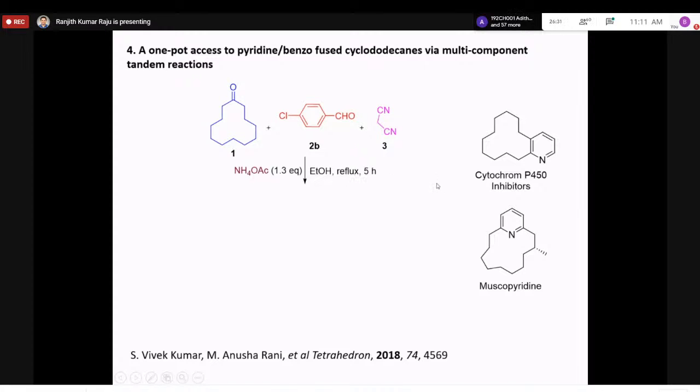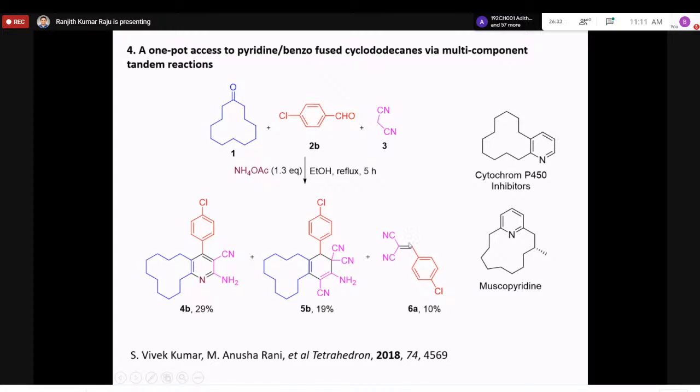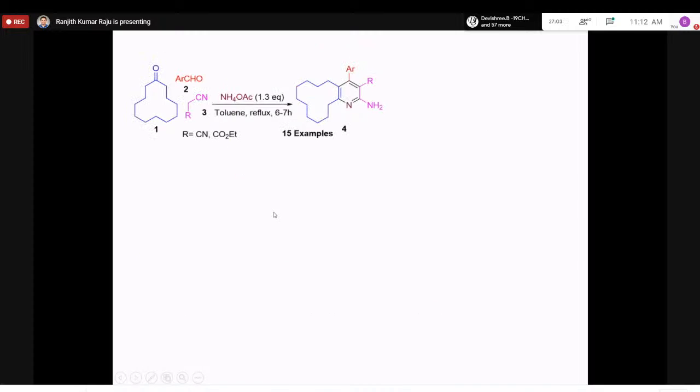So when we did this reaction, we observed 2 different products. So one is the pyridine, and the other one is the unaromatized tricyano system, the fused cyclododecane and the kind of benzene system. And of course, the reaction between aldehyde and malononitrile is an intermediate formed in this reaction. So we wanted to tune the reaction in such a way to isolate these 2 compounds differently, as exclusive products.